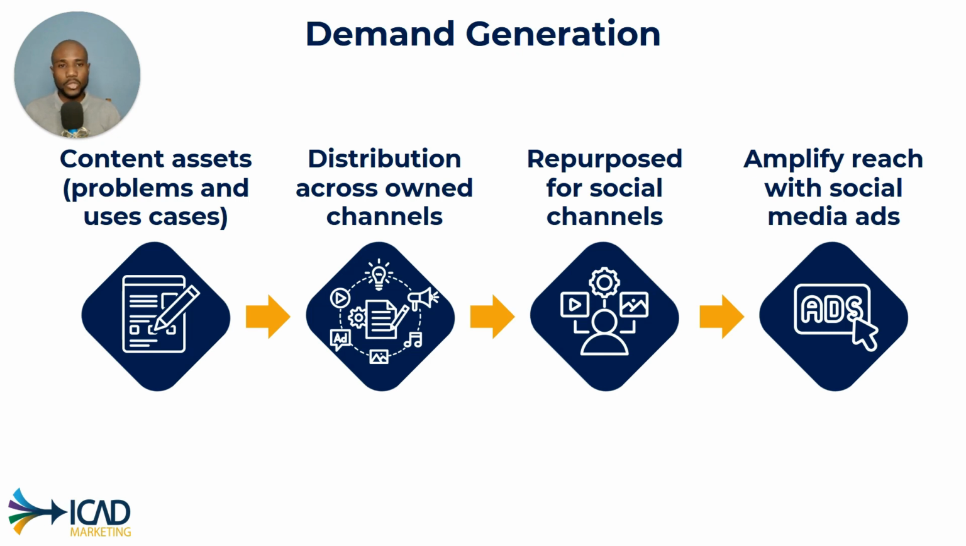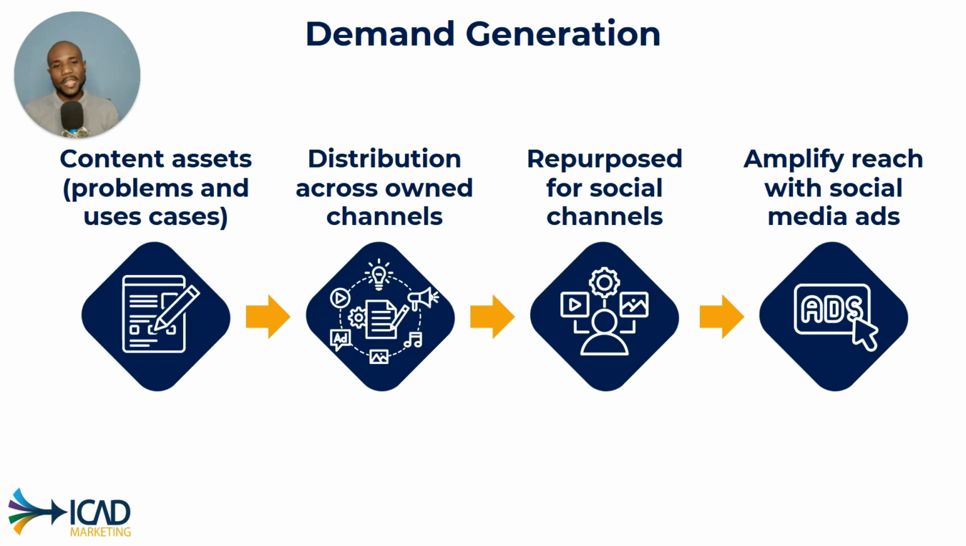Once we created all those different content assets, which would be whether it's a blog post, whether it's certain videos that we did for YouTube or even for organic social, then we distributed it across certain owned channels, which would be the company's website and blog, its YouTube channel, even though it's technically not owned, but we still would consider it owned in this particular scenario, and also their email.